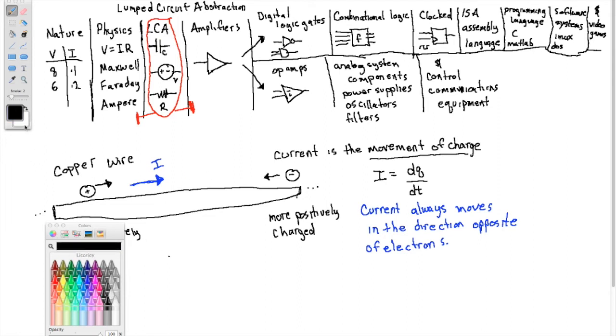So that's current. What do you know about voltage? V. Well, voltage is what gives the charge the potential to move. And it's an electrical potential energy. Electrical potential energy, okay, in joules, normalized by charge. And that gives us 1 volt. So this is, we'll say 1 volt.